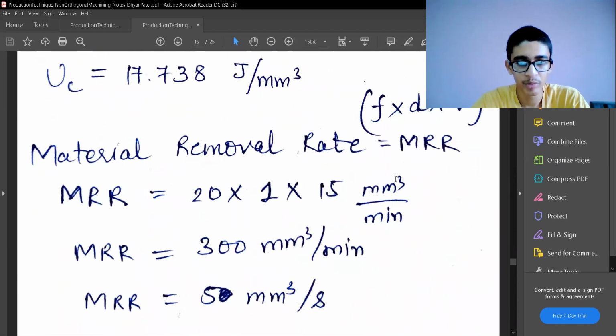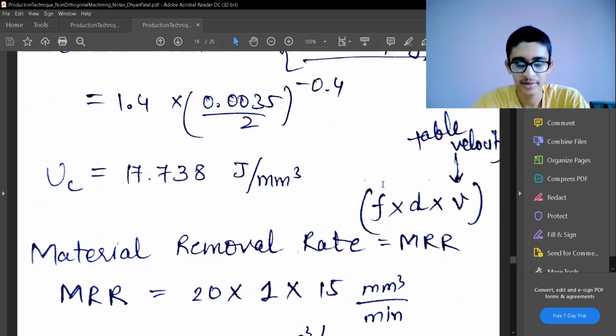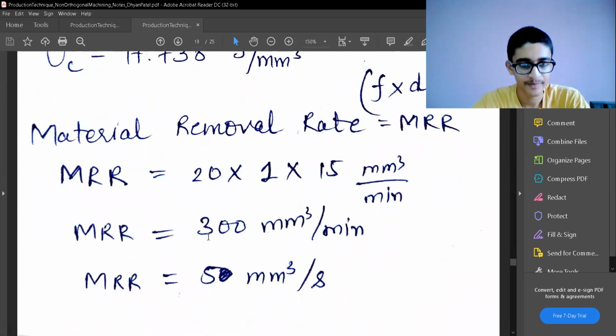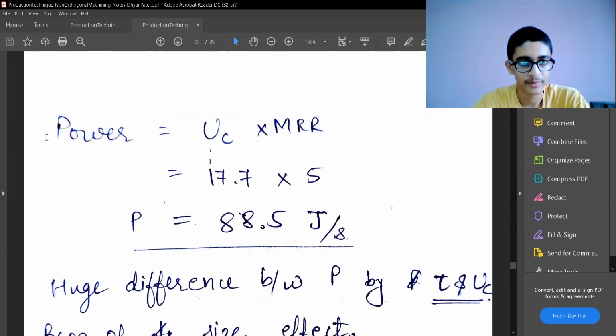And the material removal rate, MRR, is defined as this. So it will be feed rate into the depth of cut into the table velocity V. So all the things are given. So I'm getting the MRR as 300 mm cube per minute or 5 mm cube per second. So from there I can get the power. So this is the specific cutting energy into material removal rate. So this is because the specific cutting energy was defined as power, or the energy consumed, divided by MRR.